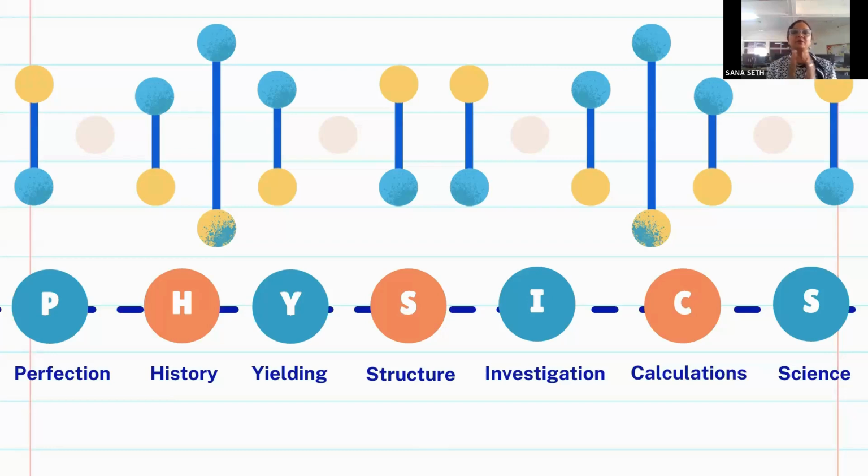Structure. For example, when we talk about numericals, it has a structure. You must write the data. Then you must write the formula. Then you must substitute accordingly and finally do the sum. So you follow a structure.